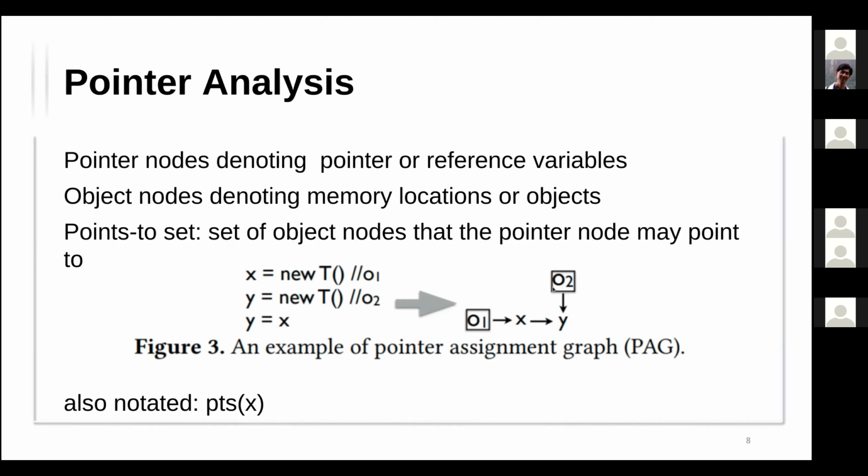Any questions so far? My comment here is that when we analyze the code statically, we say that y can refer to O1 or O2. But at some point, for example after the execution of y equals x, y can only be pointed to by O1, right? So O2 will not be the choice.